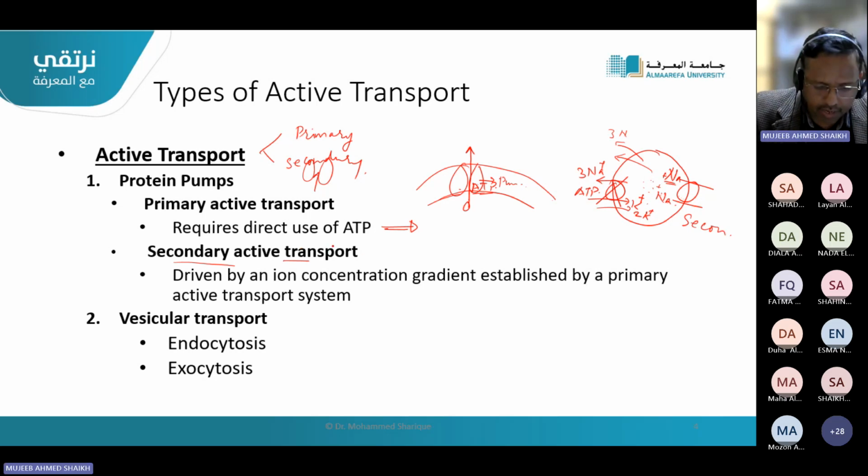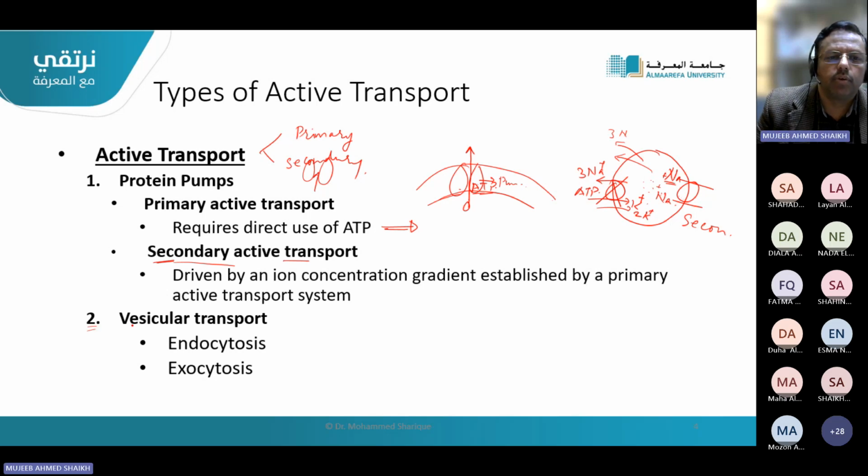You understand primary? Primary means whenever energy is utilized directly for transportation of any ion. But if energy is not directly utilized there, and energy is utilized somewhere else to create some concentration gradient, which will lead to easy movement of that ion, this is called secondary active transport. When I show you the example, you will understand.